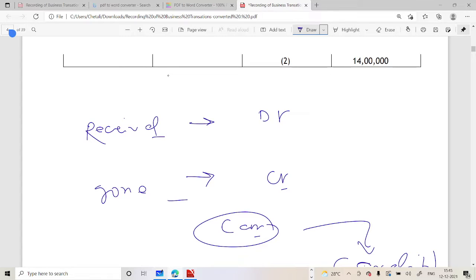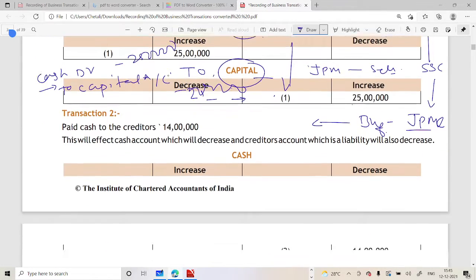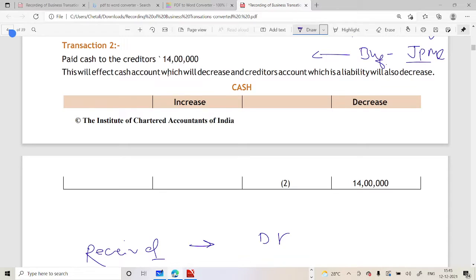we can prepare the journal entries for that particular transaction. Okay, now see the second entry: paid cash to the creditors. So we have paid this cash, 40 million around, to the creditors. This affects cash, which will decrease, and the creditors account, which is a liability, will also decrease, because when we pay something our cash is going to go out, and this balance, the liability, also decreases, it is going to reduce.